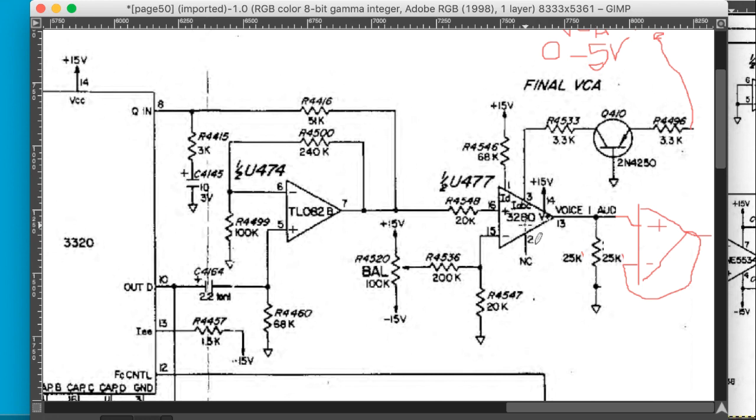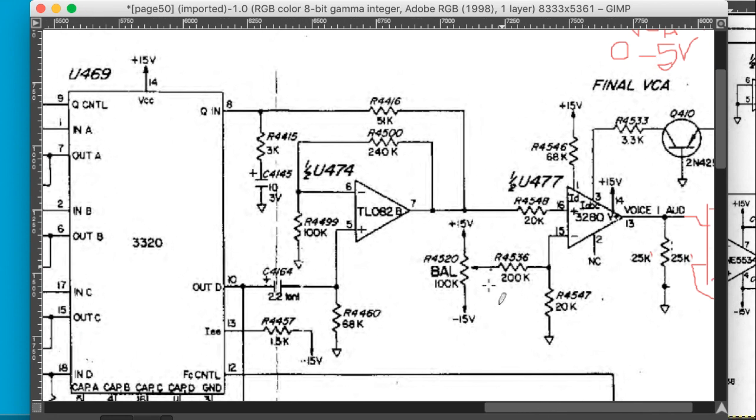Okay, so the OTA is generating a current. That current goes down through the resistor, which turns it back into a voltage because there's no current flowing through here, and I'm assuming it's an ideal op amp. Then this buffers the voltage, and that's our actual out. I do have a graphics tablet that I inherited from my father, which I really need to hook up and learn how to use.